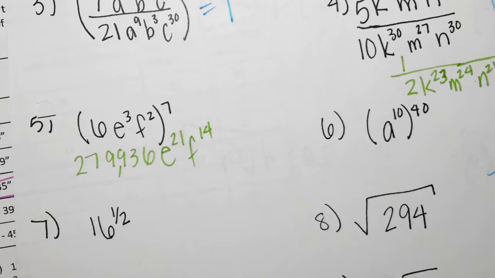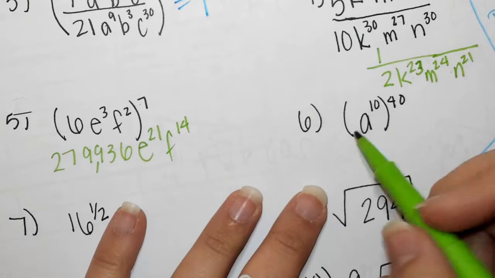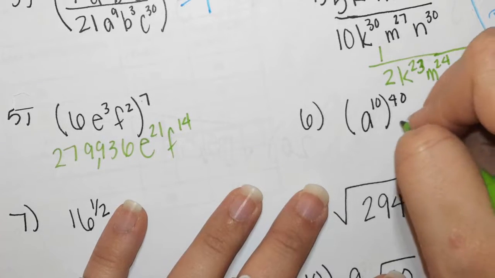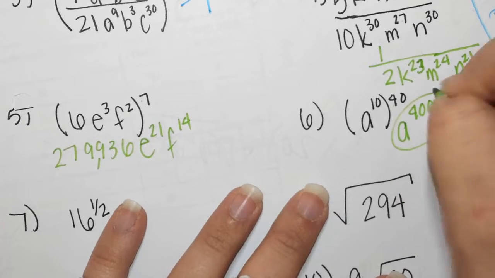Alright, when you raise a power to a power, what do you do? 10 times 40 is? 8 to the 400th power.